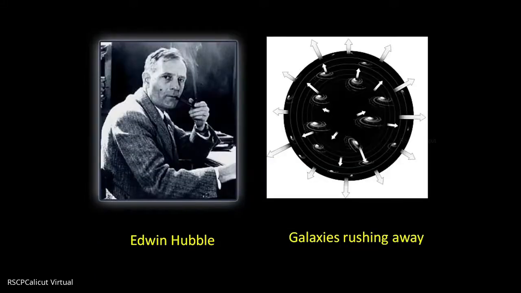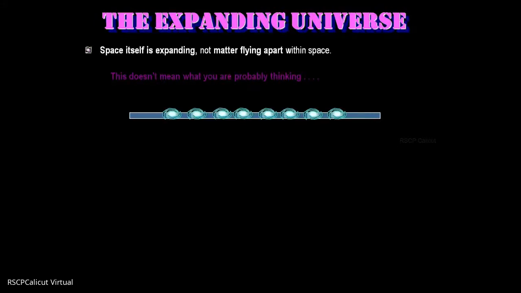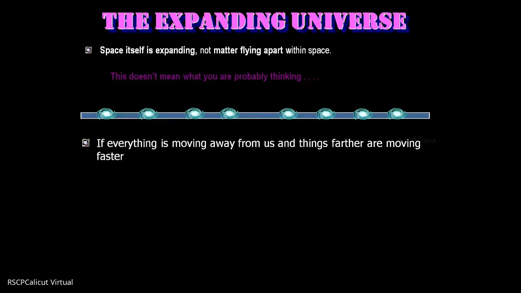Using all these things, Edwin Hubble, who was a lawyer by profession and ultimately turned to astrophysics and did his PhD in astronomy, found out that the galaxies are rushing away from each other. What does the rushing mean? It means that space is getting stretched, and as a result the galaxies are moving away from one another.